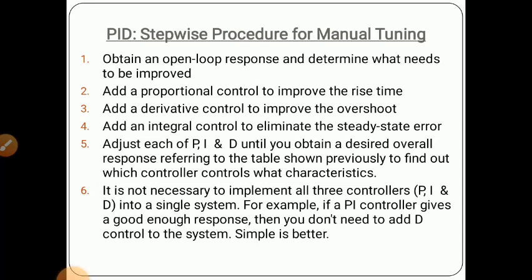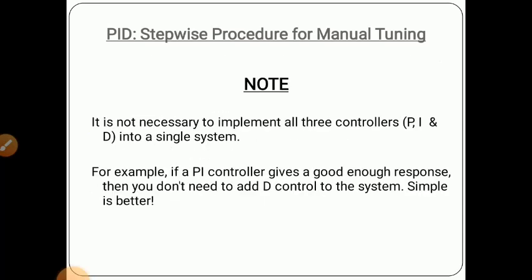And the last point: it is not necessary to implement all three controllers in a single system. For example, if a PI controller gives a good enough response, then you don't need to add D control to the system. Simple is better. Remember this. If PI gives you the total control, then you should not go for adding the D option also. So by adjusting the values of control actions P, I and D, we get the desired controlled output. Understand this simple is better concept.